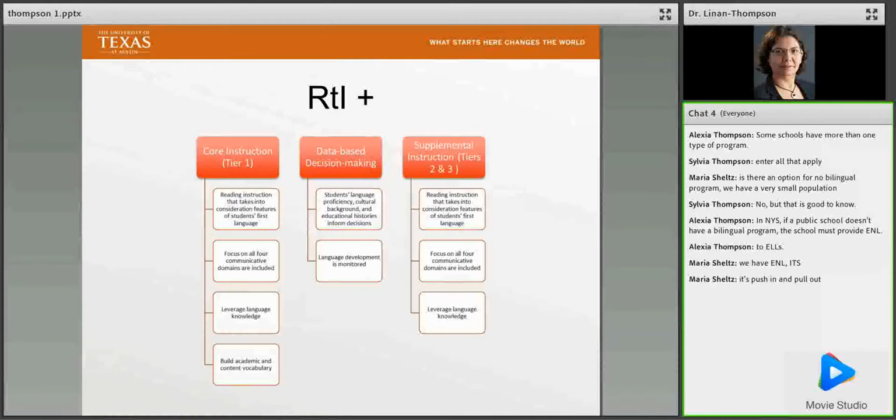So here you have how we have conceptualized our culturally responsive RtI, and we just call it RtI Plus. And so you can see that there's still core instruction, and the boxes underneath are the ways in which we have seen schools and helped schools enhance RtI so it's more effective for English language learners. So the first one is that reading instruction takes into account the features of the student's first language. And we'll talk about this more in the session on instruction.